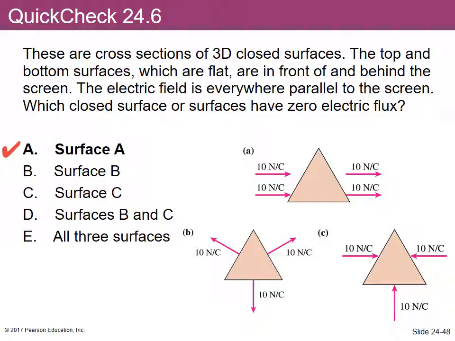The answer is A. For object B, the electric field points everywhere outside, so the flux cannot be zero. For object C, the electric field points everywhere inside, so the flux cannot be zero. For object A, the flux in equals the flux out of the surface, and the net electric flux is zero.